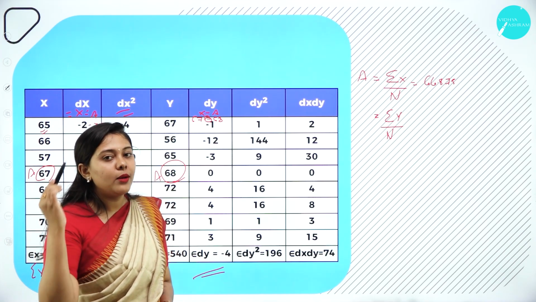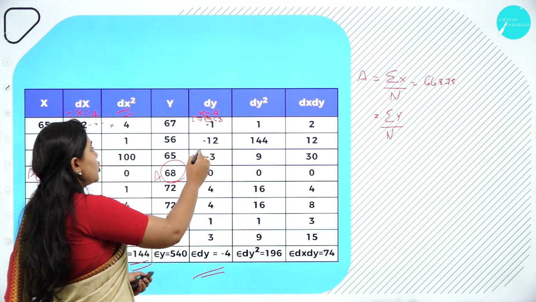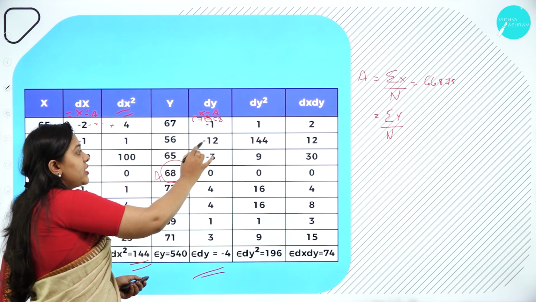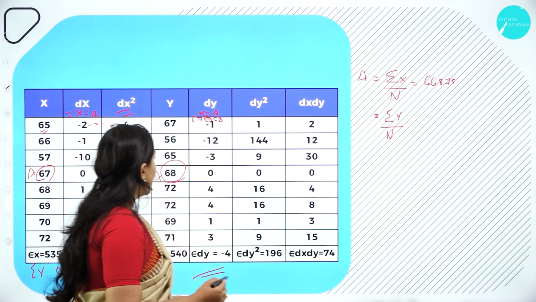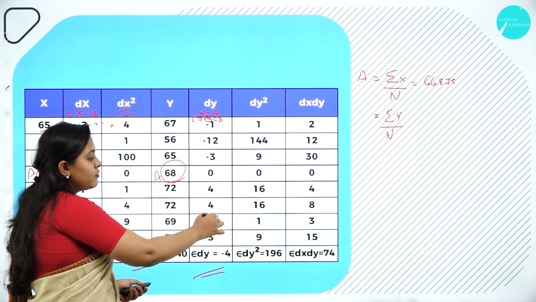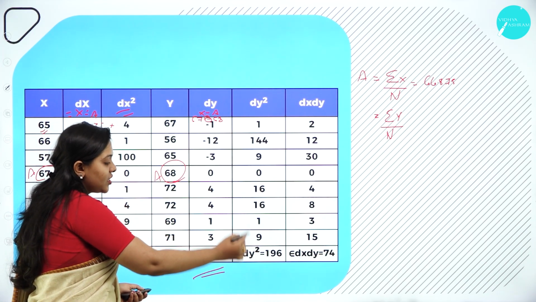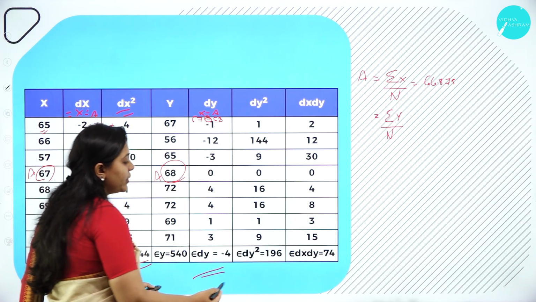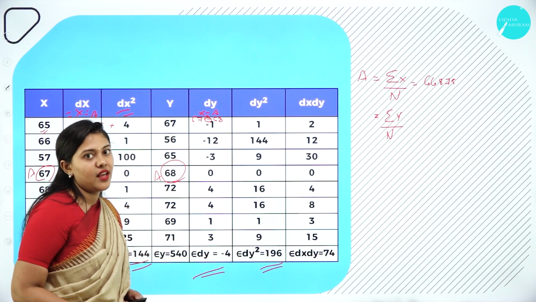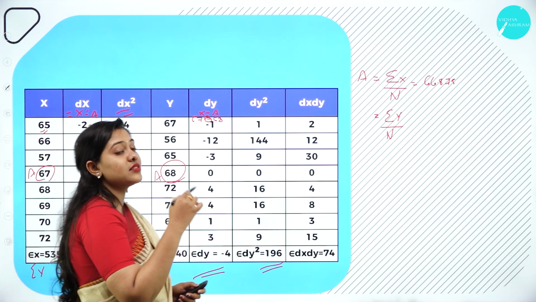1 into 1 is 1, minus into minus is plus. So 12 12s are 144, minus into minus, plus. 3 3s are 9, minus into minus, plus. And here 0, 4 4s are 16, 4 4s are 16, 1 1s are 1, 3 3s are 9. The summation of the total of dy square will be how much? 196. Next, we have dx dy.